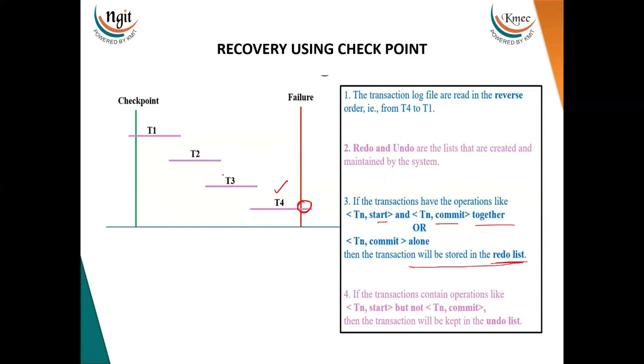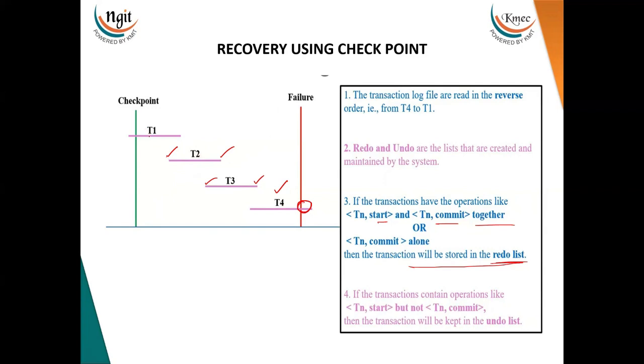Coming to T3. Transaction T3 has started its execution and it completed its execution before the failure of T4. So this particular transaction will fall under the redo list. And coming to T2. The T2 transaction started its execution and has committed, that means it completed its execution successfully before the failure of T4. Therefore, the operations of T2 will again fall under the redo list.